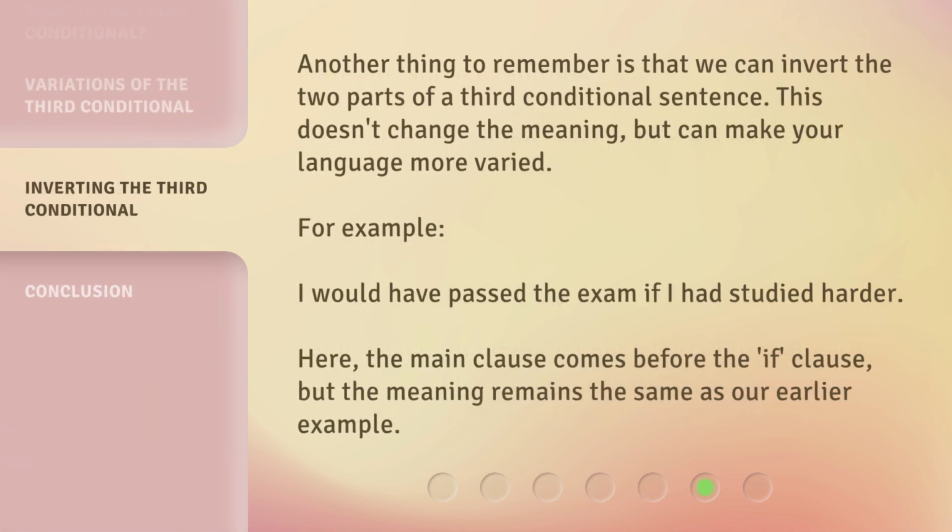Another thing to remember is that we can invert the two parts of a third conditional sentence. This doesn't change the meaning, but can make your language more varied. For example, I would have passed the exam if I had studied harder. Here, the main clause comes before the if clause, but the meaning remains the same as our earlier example.